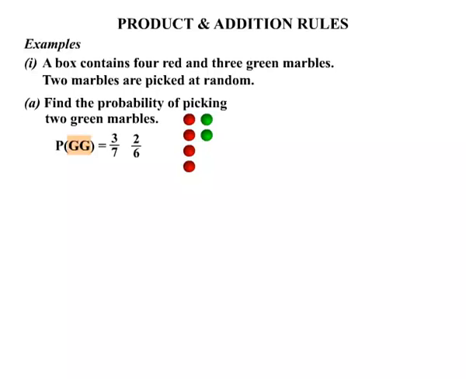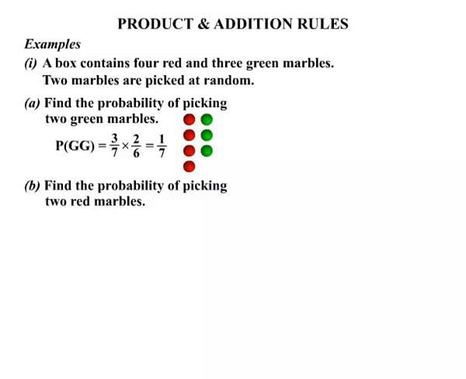Then, and this is the product rule, when one event follows another, a green then a green, we're going to multiply the 2 probabilities. And then when we calculate that, it works out to be 1/7. Alrighty, next question. Let's put our green marble back though. Part B, find the probability of picking 2 red marbles.